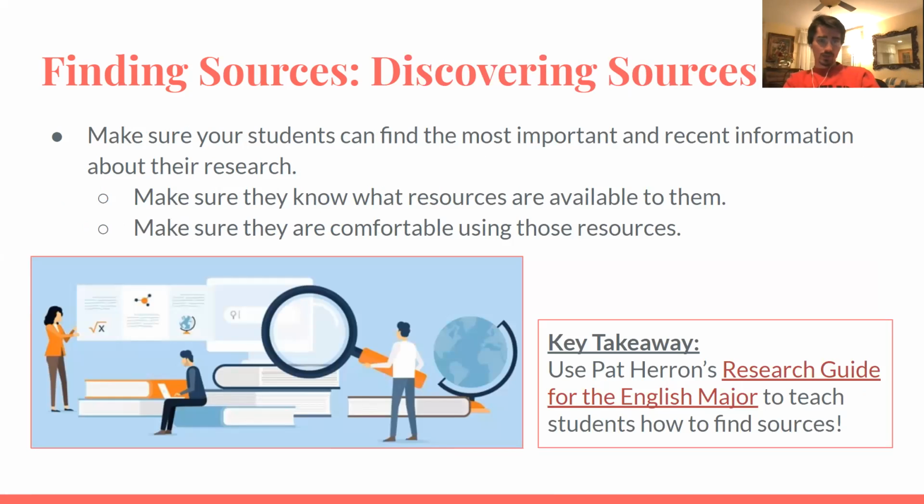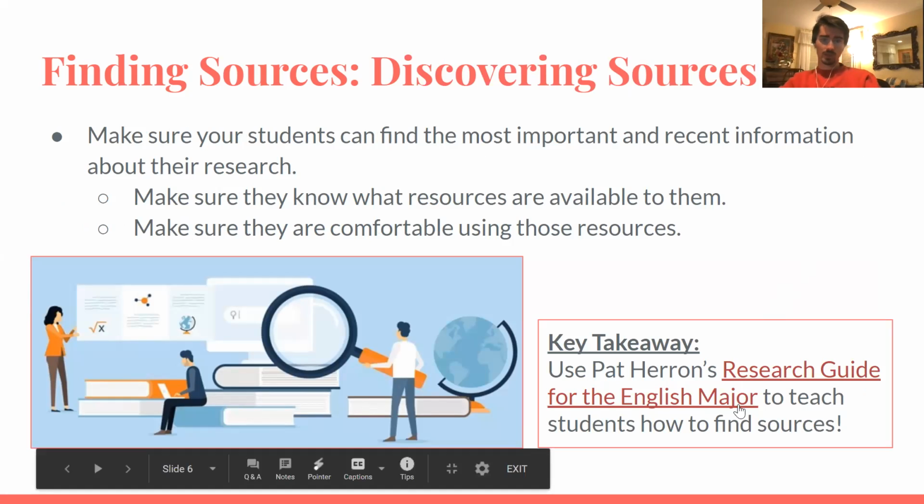And the next thing that we're going to look at is discovering sources. This is what the D in RUDE is for, discovering. And I know that you guys just had your library workshop, so I'm not going to beat a dead horse, but I would recommend that you use Pat Heron's research guide for the English major. Let me pull that up really quick.